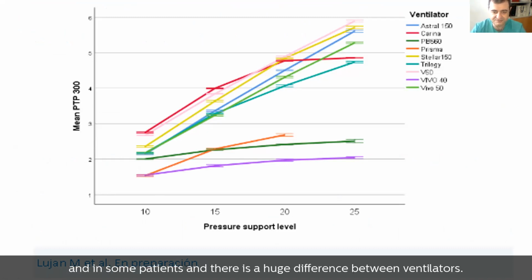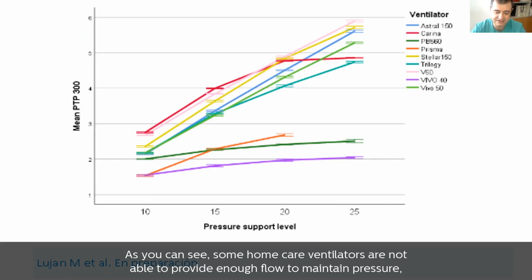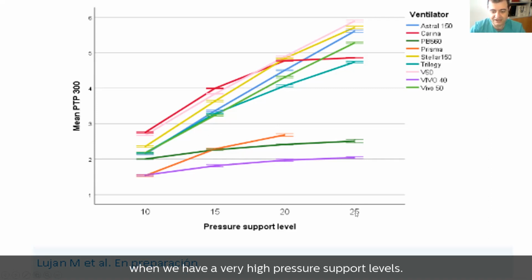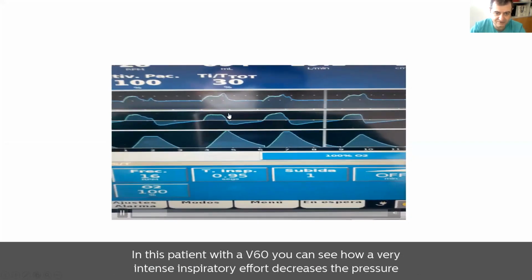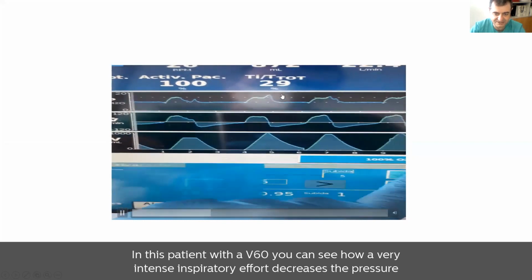And there is a huge difference between ventilators. As you can see, some home care ventilators are not able to provide enough flow to maintain pressure when we have very high pressure support levels. You can see here the V60 is able to maintain the PTP 300, as a marker of capacity of pressurization, compared with other ventilators that also perform quite well, and some others that are not able to reach that pressure. In this patient with a V60, you can see how a very intense inspiratory effort decreases the pressure.